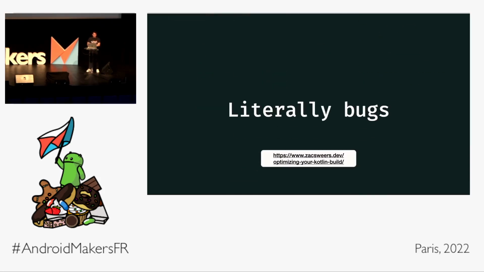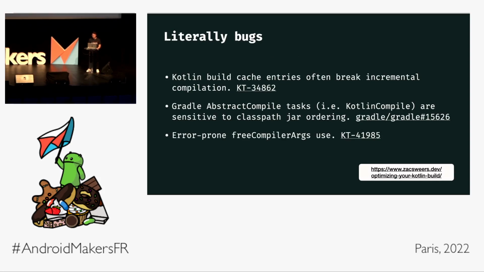The last one is literally just sometimes there's bugs. Like I said, incremental compilation can be broken in surprising ways in Kotlin. There are known bugs tracking this that they are working on. And like I mentioned in that blog post, Kotlin build cache entries often end up breaking incremental compilation, so the one thing that's supposed to help is breaking the other thing that's supposed to help.